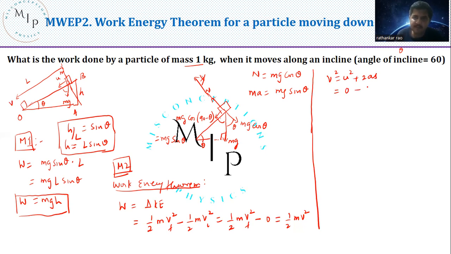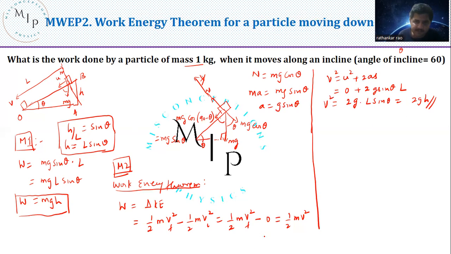Now u square is 0, plus 2 into, what is a? A here is nothing but g sine theta. I already got the force here: ma equals mg sine theta, so the acceleration along the plane is nothing but g sine theta, multiplied by s. What is s? s is the displacement here, L. And we also know that h equals L sine theta. So I simplify this: 2g into L sine theta, and for L sine theta I substitute h. So I get 2gh once again. What is this now? v square.